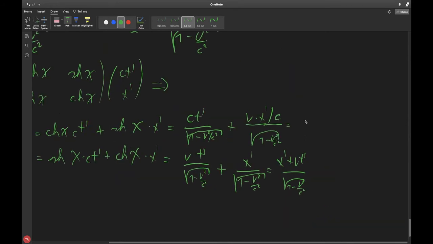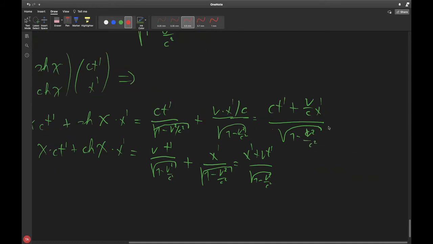I have again the same things in the denominator, so I have ct prime plus v over c times x prime divided by the square root of 1 minus, oh sorry, v squared over c squared. So if I divide this by c, this further equals t prime plus v over c squared x prime divided by the square root of 1 minus v squared over c squared. And this formula should be familiar to what you have learned in high school. So finally, we reach something which you probably already know, but we made steps to go through and derive them.